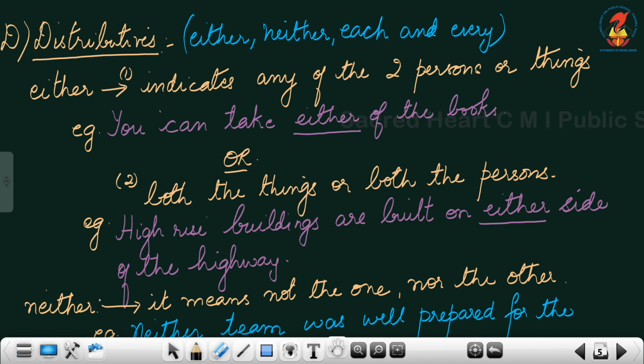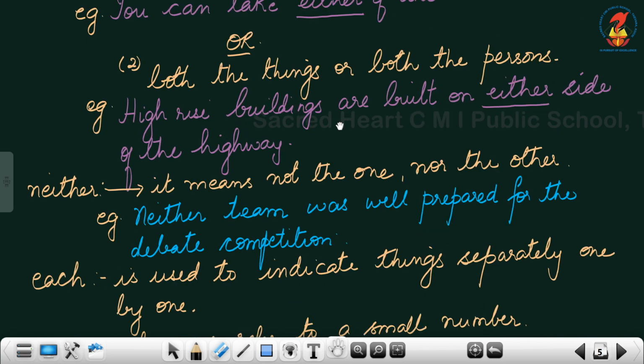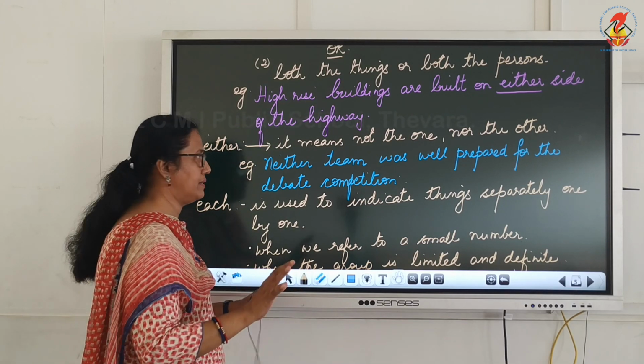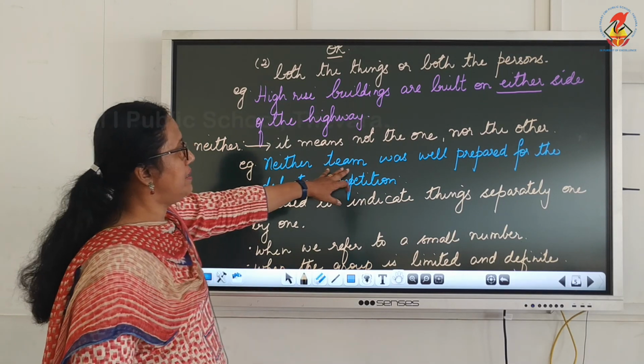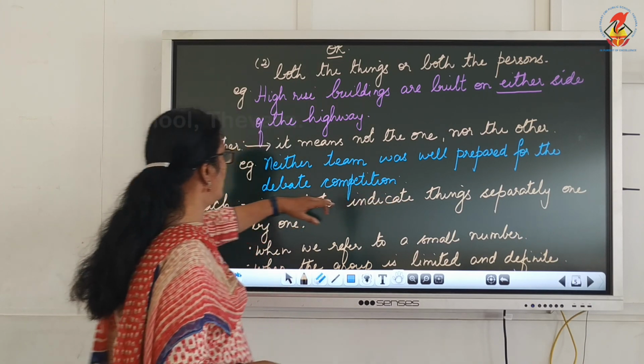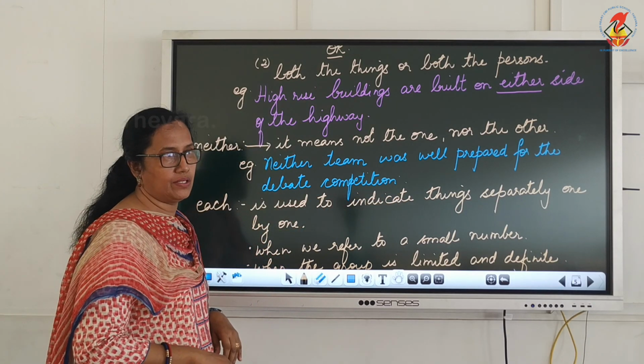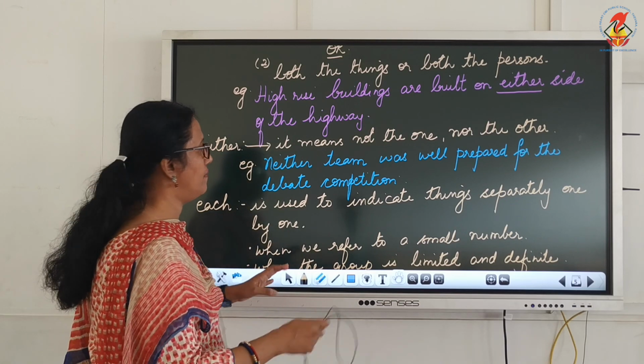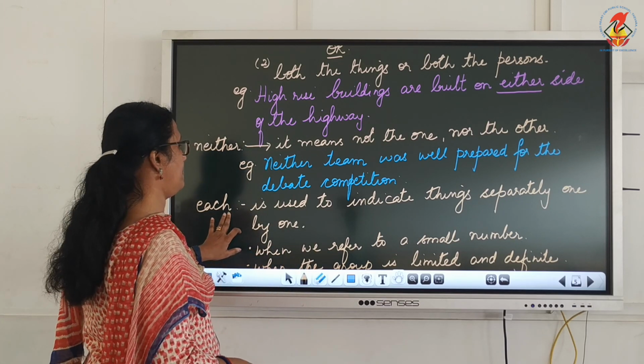Okay, now when will you use neither? Neither means not the one and not the other, not this one, not that, means nothing. So, neither team was well prepared for the debate competition. So not this team was prepared, nor that team was prepared. None of them or nobody was prepared for this.